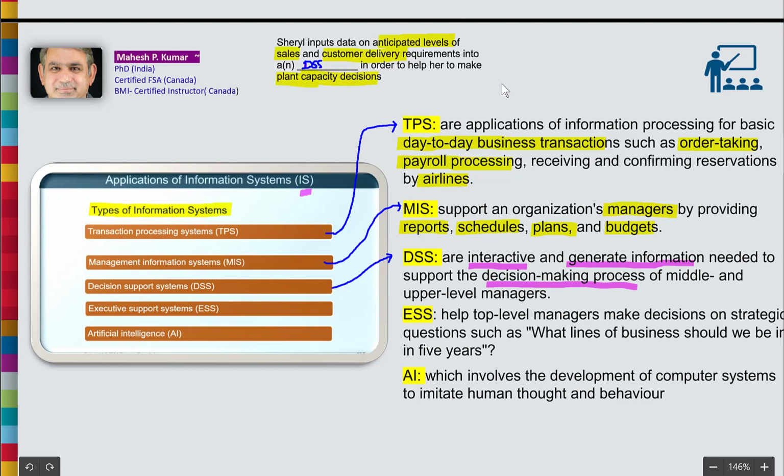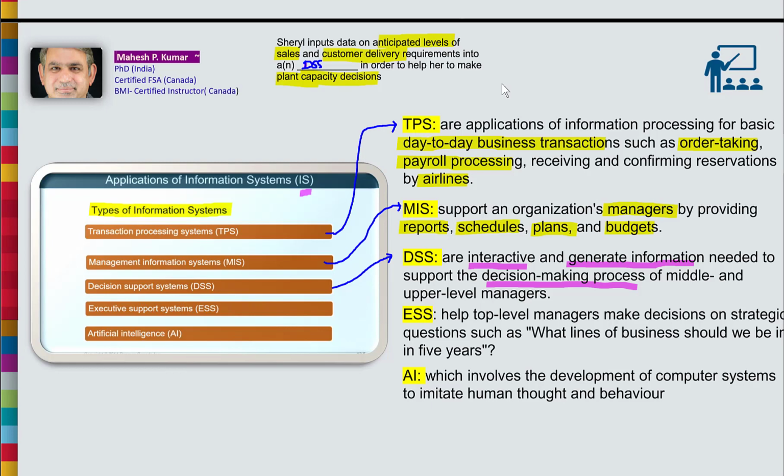For example, one of the managers, Cheryl, inputs data on anticipated level of sales or anticipated level of customer delivery requirements into the decision support system software, and after this is inputted, the software gives you some information that helps you in making a plant capacity decision. So the manager, Cheryl in this case, will be able to decide at what capacity she should operate the plant so that she can meet the anticipated level of sales and customer delivery requirements. So these are decision support systems.